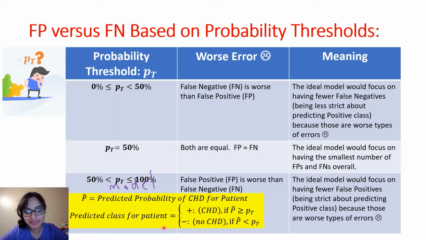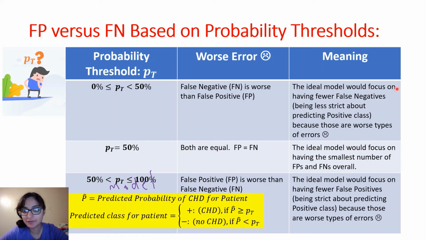So the predicted class for the patient is positive, which is CHD, coronary heart disease, if the predicted probability of CHD for the patient is greater than or equal to your probability threshold. Otherwise, it's negative, so no CHD, if the predicted probability is below this threshold. So adjusting this threshold will adjust the predictions and the outcomes. Typically we use 50% as the cutoff and default in predictive models, but if you adjust it so that the threshold is below 50%, anywhere between 0 and 50%, then you're saying that a false negative is worse than a false positive.